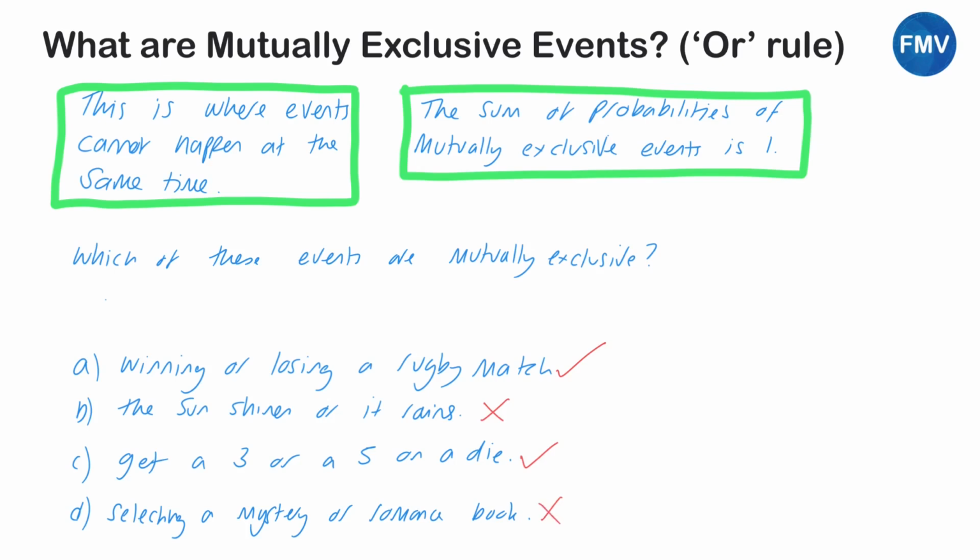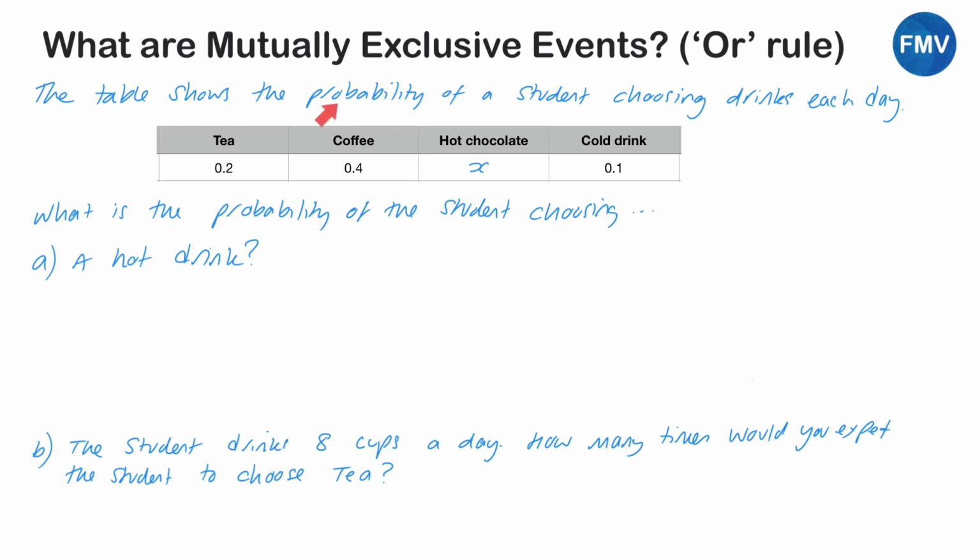Okay, let's take this one step further. In this question, we've got a table showing the probability of a student choosing drinks each day. So we can see choosing tea, coffee, hot chocolate, we don't know, and a cold drink. So I've called that X for the time being. Now, what we need to understand is this is one drink at a time. So if I add these together, the probability will be out of 1. So I could work out the value of X. If we had 0.2, 0.4, and 0.1 together, we get 0.7. So 1 minus 0.7 is 0.3. So we can see that the chance of getting a hot chocolate is 0.3.